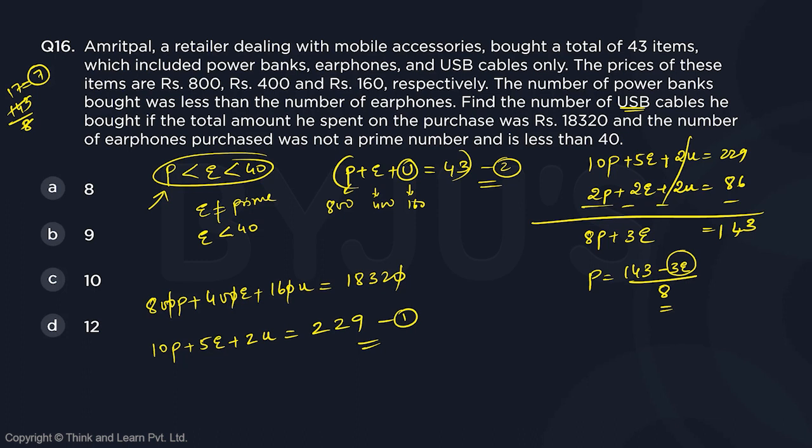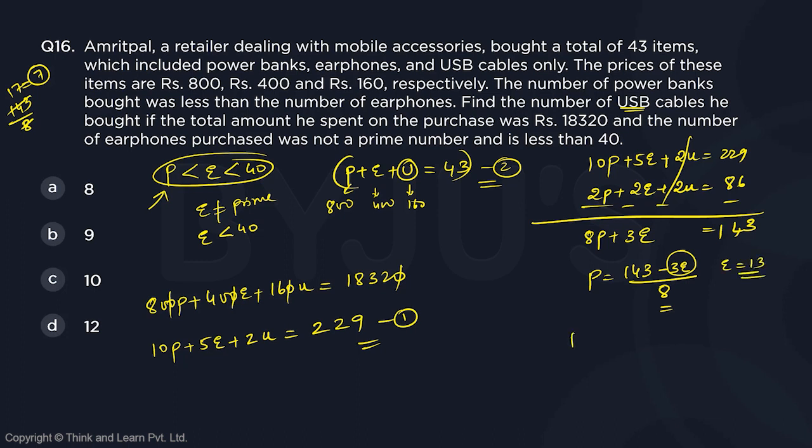So 21, 24, 8 3s are 24, no. What could it be? 3E when divided by 8 should give you a remainder of 7. So if you look at it, one of the possibilities would be 13, I guess. 13 3s are 39. 39 divided by 8, 8 4s are 32. Yes, this works. So E can be 13.